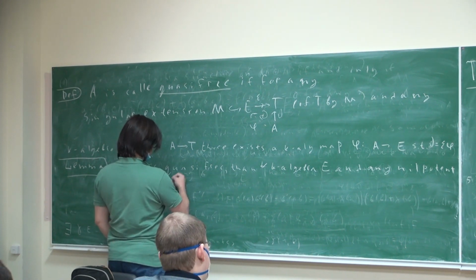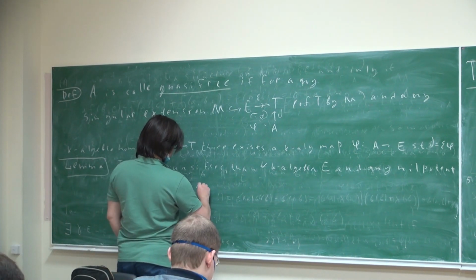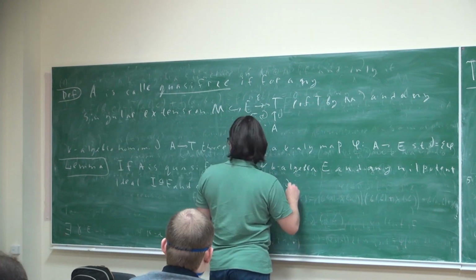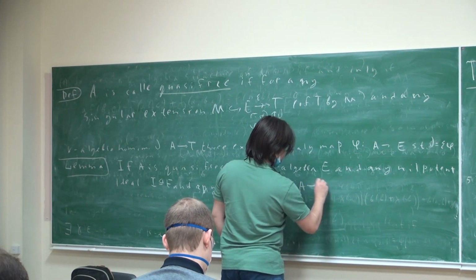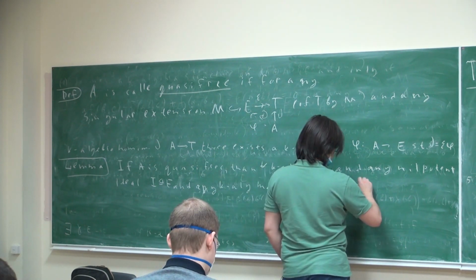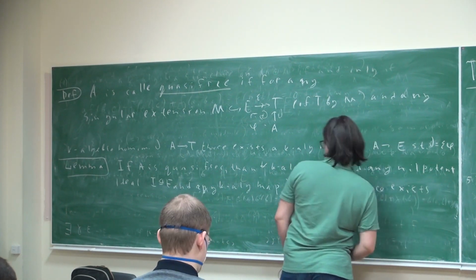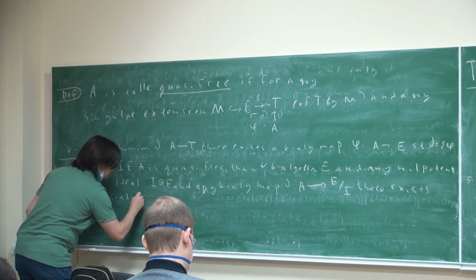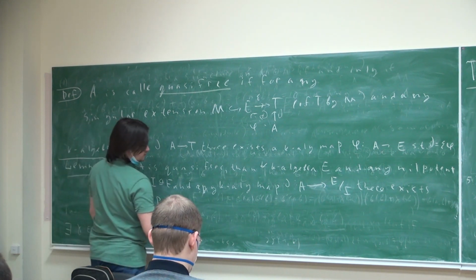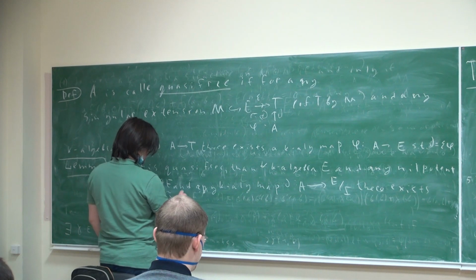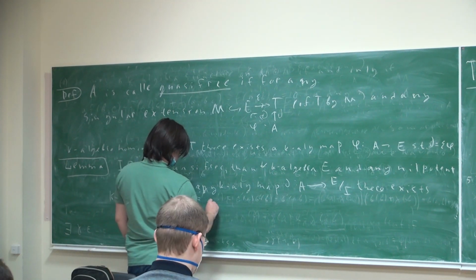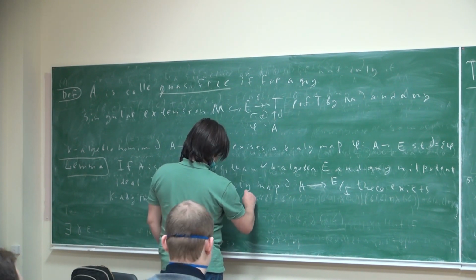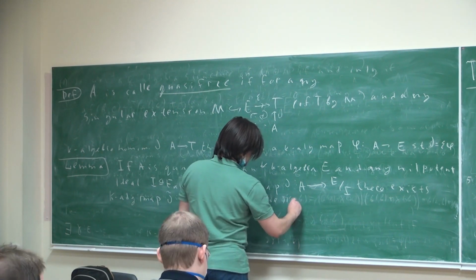and any K-algebra map nu from A to E factor I, there exists a K-algebra map mu tilde from A to E such that nu is equal to pi mu tilde, where pi is the canonical projection, of course.